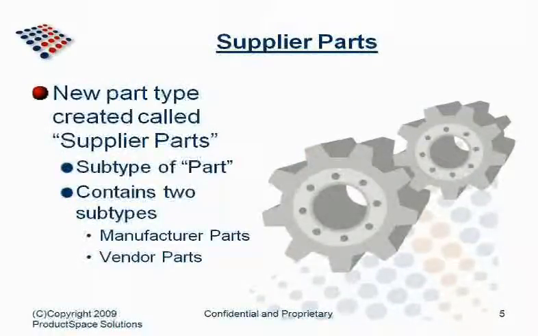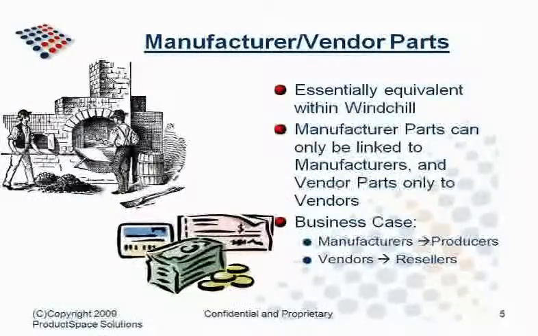Now, just as important as it is to have suppliers, the new type that also exists with SUMA is supplier parts. Under supplier parts, you will also get two new subtypes of supplier parts, which are manufacturer parts and vendor parts. These parts function almost exactly the same way as a normal Windchill part, with the difference being you have an additional hard-coded attribute that you can link any manufacturer part to a manufacturer supplier that exists in your system, and then a vendor part to a vendor supplier in your system.